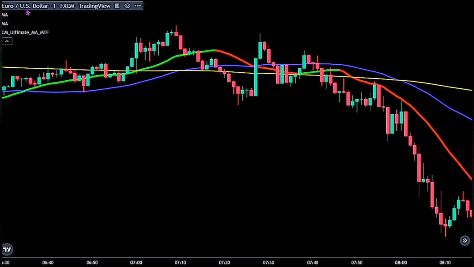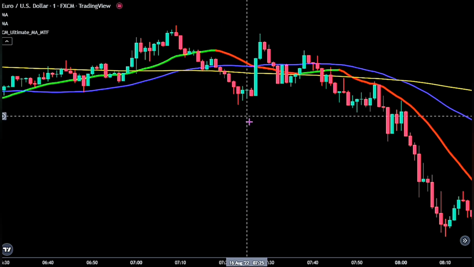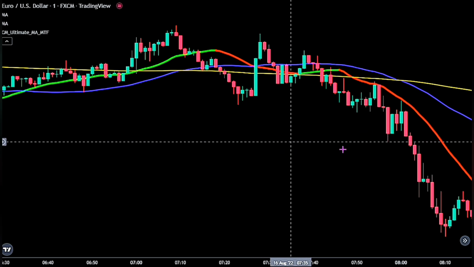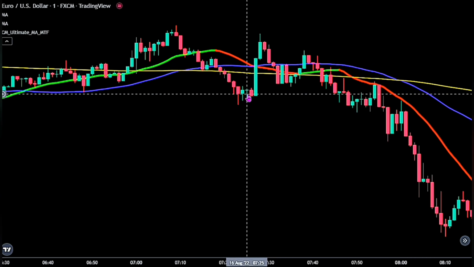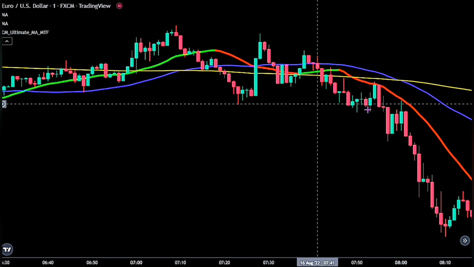This is the Euro-United States dollar pair, and we are currently on the 1-minute time frame, as this strategy works best on this time frame. So let us quickly go over the strategy, but first, let me introduce the indicators we will be using for this strategy, as they are what's going to determine our entries, and later in the video, I will be revealing the best settings used for this strategy.